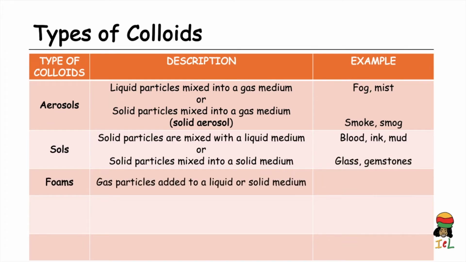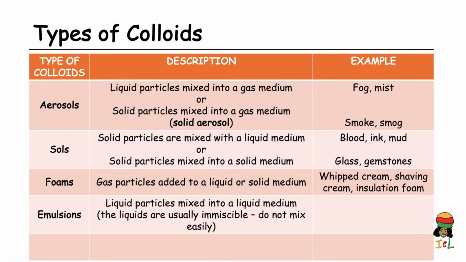gemstones. Foams are formed when gas particles are mixed in a liquid or solid medium, such as whipped cream, shaving cream, insulation foam, and memory foam. Memory foam and insulation foam are firmer foams and are called solid foams. Emulsions are colloids in which the liquid particles are mixed with a liquid medium.